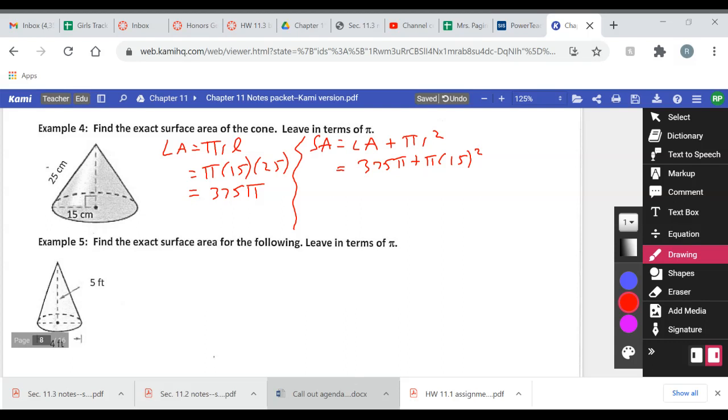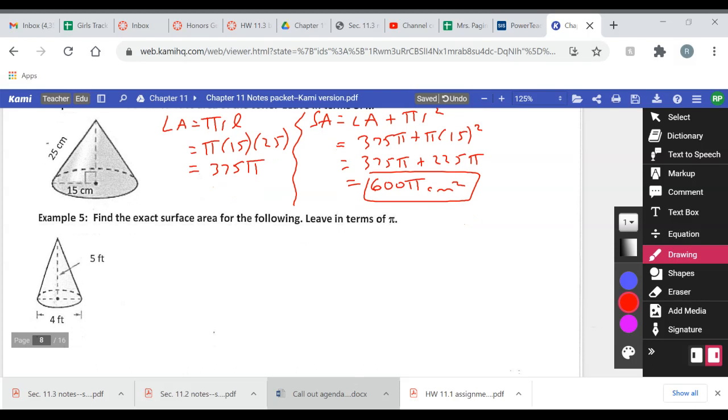Okay, so I've got 375 pi plus pi R squared. And if I go ahead and get that simplified down, now I can combine those together because they are like terms. They both have a pi. So if I combine them together, I get 600 pi centimeter squared. All right. And again, they said leave it in terms of pi, so I don't want to multiply through by pi in this case.